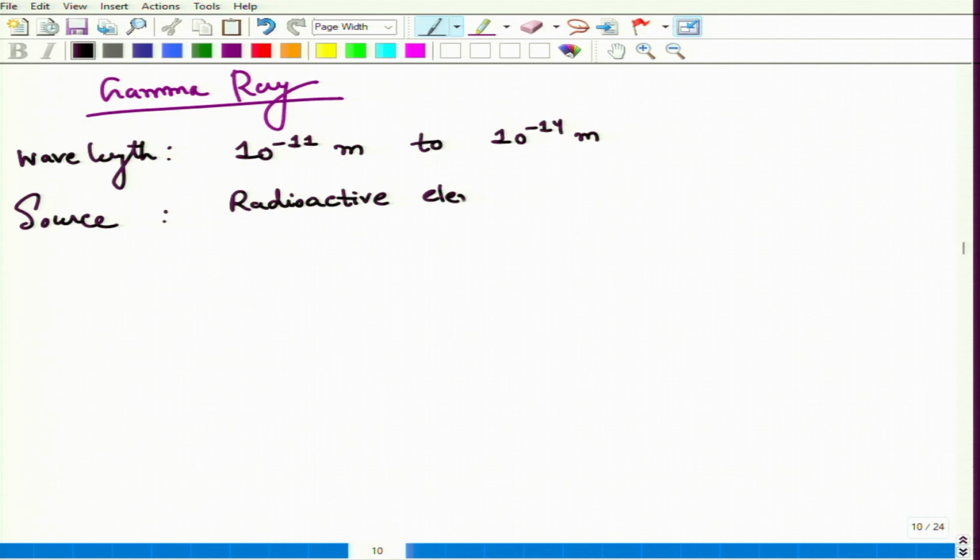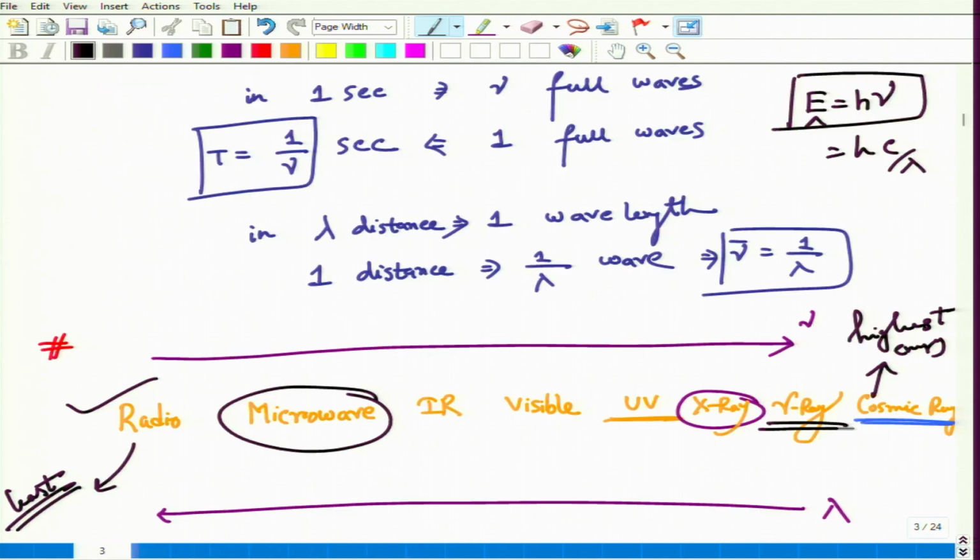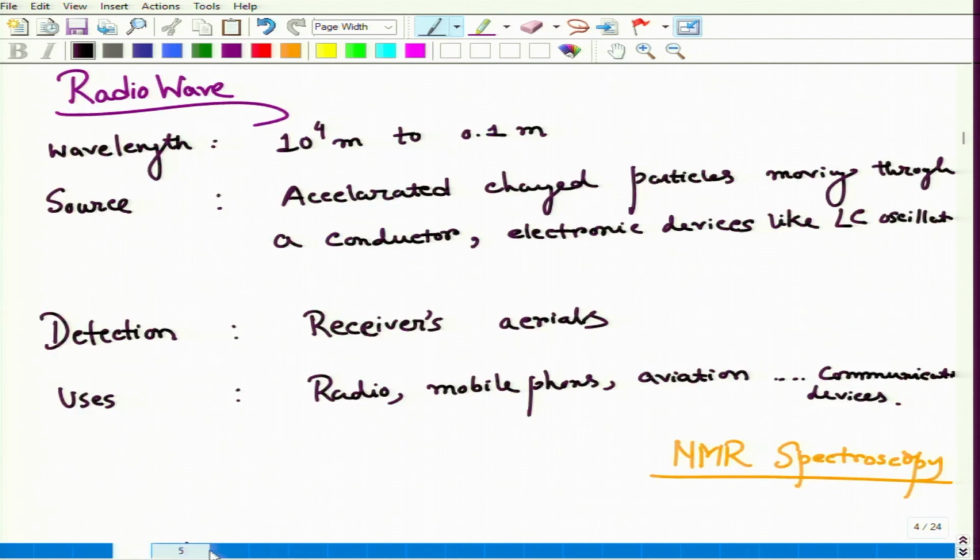So radioactive elements. So we can say this gamma ray is one of the constituents of cosmic ray. So actually gamma ray is also a cosmic ray. We differently tagged it as gamma ray. After gamma ray there is no different name. Those all are the cosmic rays. Okay.